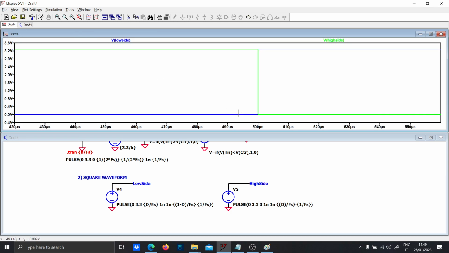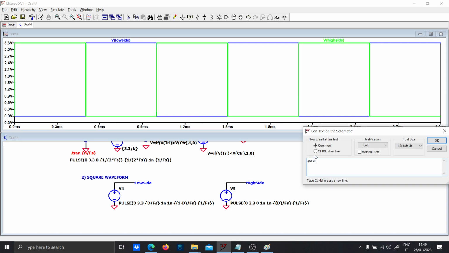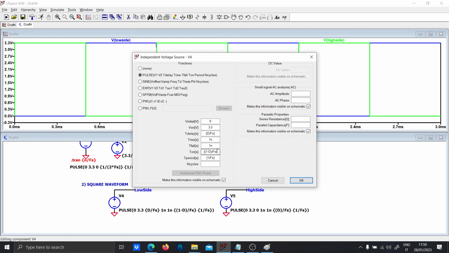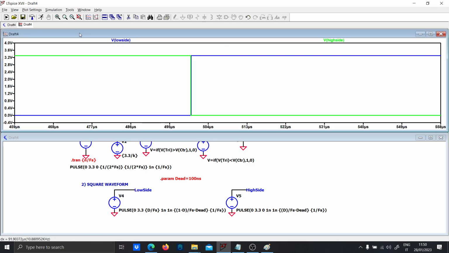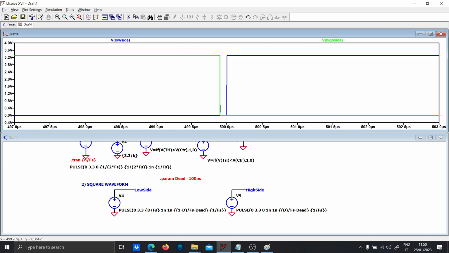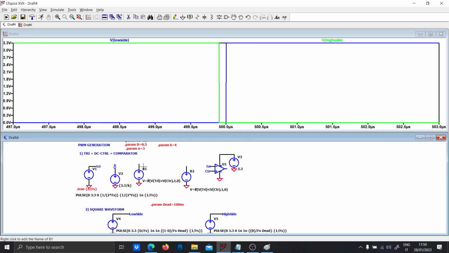The advantage of this is that you can also decide the rise time freely, and you can also put a dead time. .param dead equal to 10 nanoseconds and insert it easily in your waveform. So the T on will be always the same, minus dead, and the same for the other, minus dead. Now let's run the simulation again. Okay, there is a little bit of dead time, as you can see. And this will avoid the spikes, will avoid short circuits, so it is quite useful to generate the square waveform in this way instead. But as you prefer, you can also use this one.